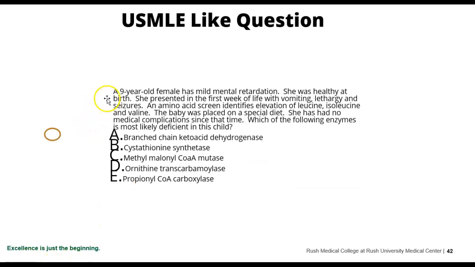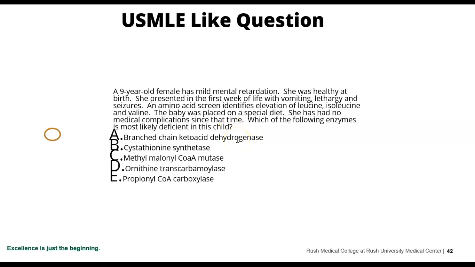The next question, again, I took out of a book. A 9-year-old female has mental retardation. She was healthy at birth. She presented in the first week of life with vomiting, lethargy, and seizures. An amino acid screen identified elevation of leucine, isoleucine, and valine. The baby was placed on a special diet. She has had no medical complications since that time. Which of the following enzymes is most likely deficient?